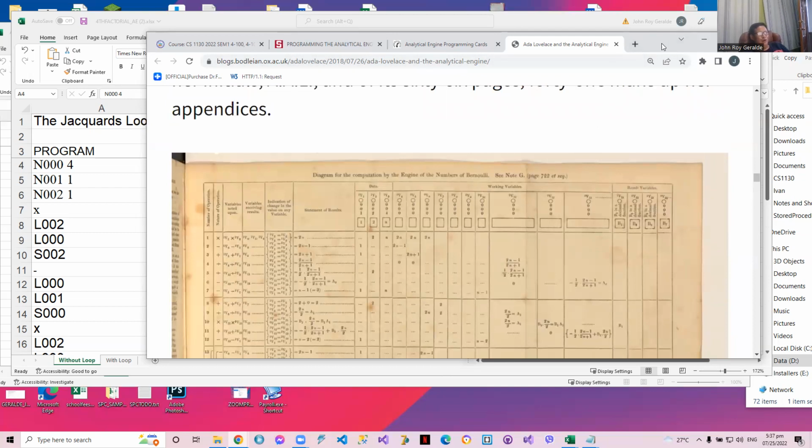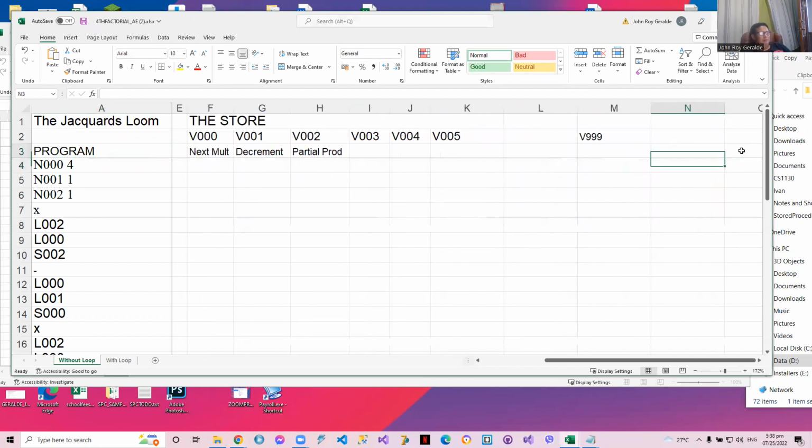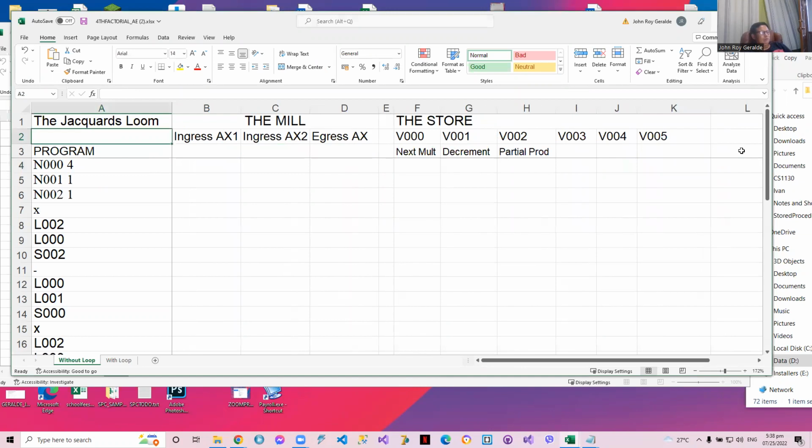Nowadays we will use our worksheet. This is the same thing as the Ada Lovelace worksheet. Do you follow? We have here the operations, we have here the mill, and we have here the store. Okay. The store is labeled variables 0, 1, 2, 3, 4 until 999 because there are 999 of these. You follow?